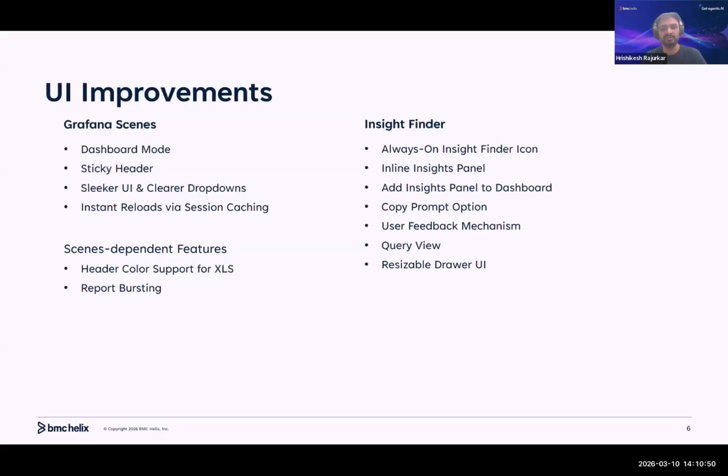So let's say we have users A, B, and C, and A has access to 5 records, B has, let's say, 2, and C has 3. Whenever you created a schedule before this feature, all the 5 records were shared with all the users. But now with dynamic report bursting, it will be shared based on each user's access control. So these are the features tied with Grafana scenes.